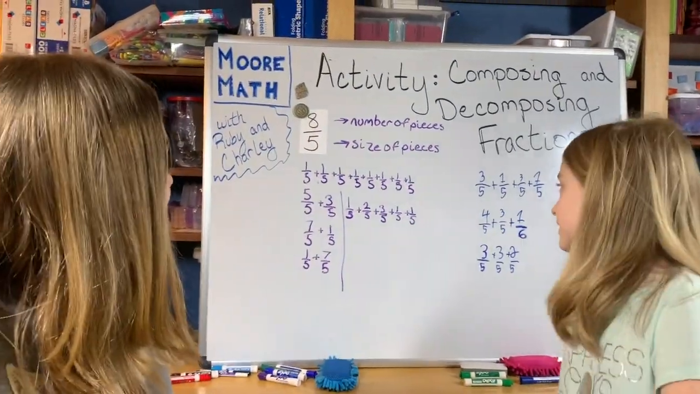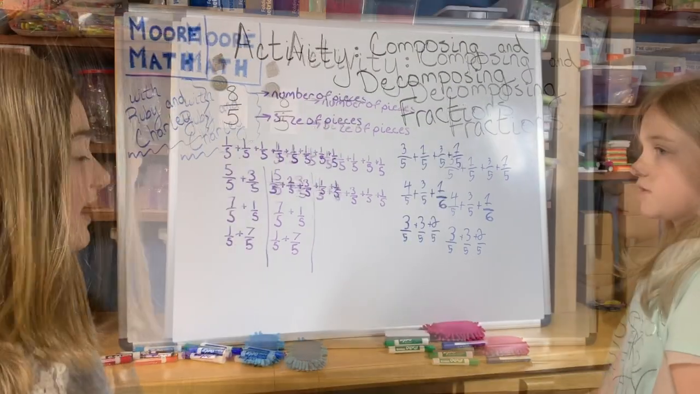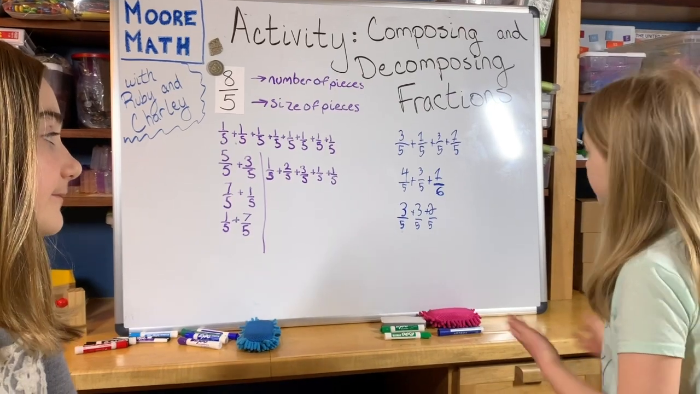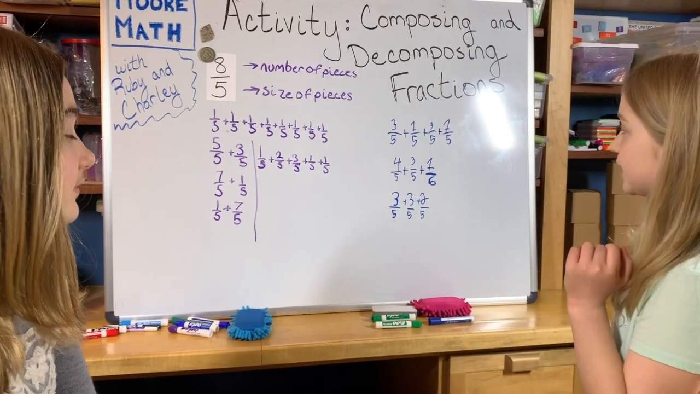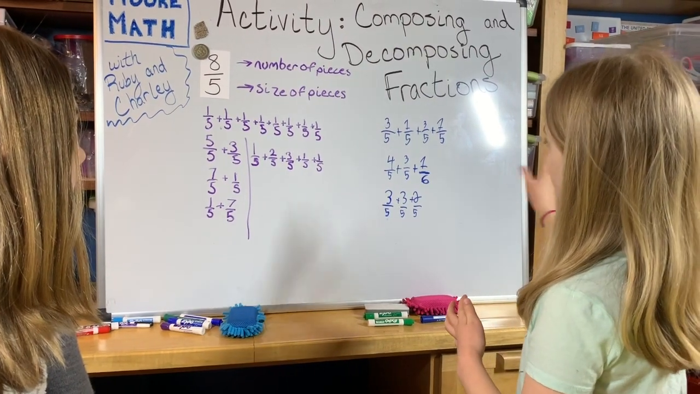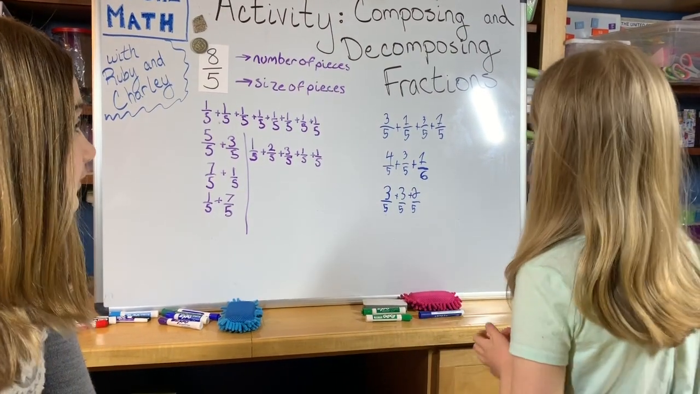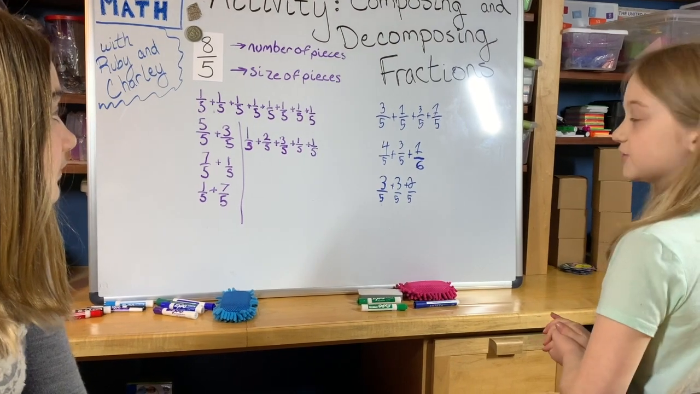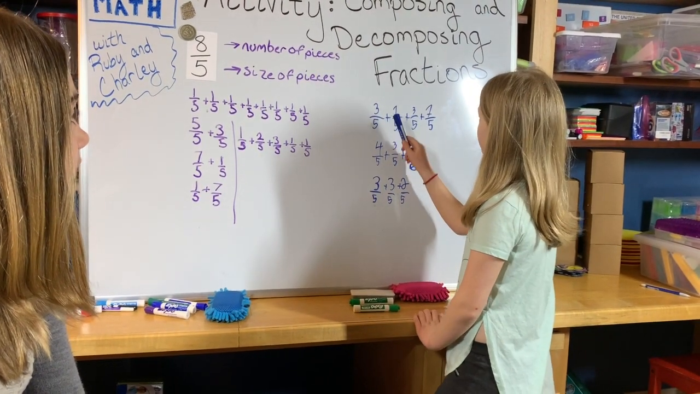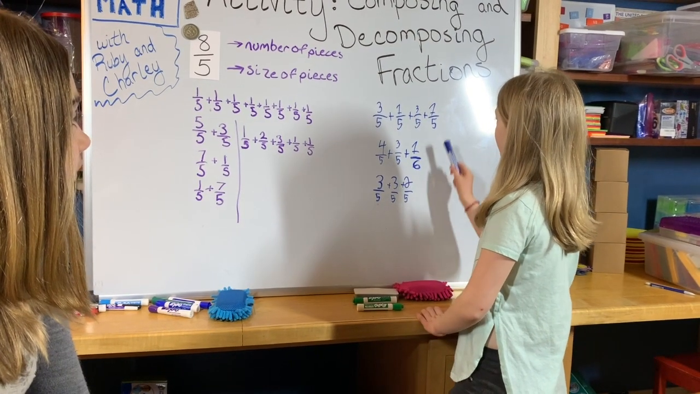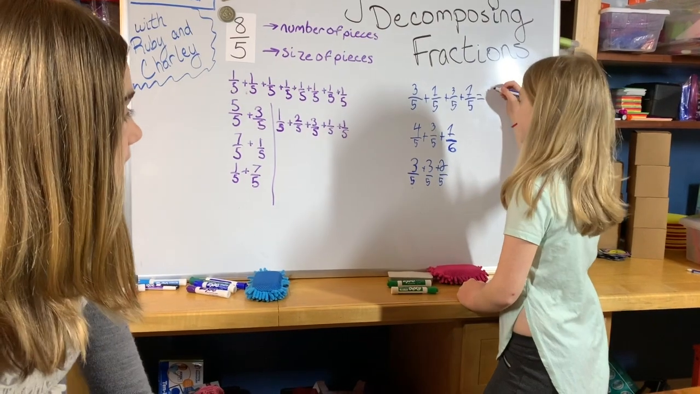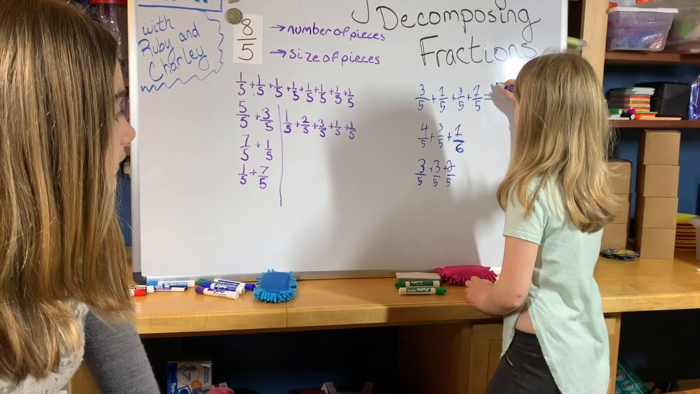Wow, that was a lot of fractions. How do we know that they all mean the same thing as 8/5? Well, we could add them. We could actually find the answer. We just wrote them. We didn't write the answer. So we could find all of the answers. So that's 3. That's 4. 5, 6, 7. And then that's 8/5. So there are 8 pieces, and they're all 1/5 size pieces.